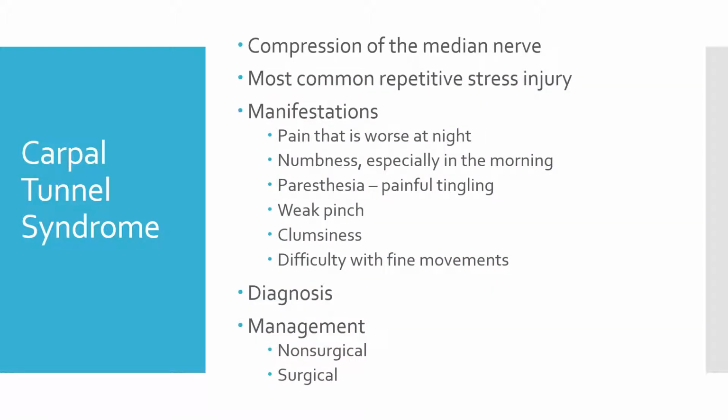All right, carpal tunnel syndrome is when the median nerve in the wrist becomes compressed, causing pain and numbness. The causes are excessive hand exercise, edema, hemorrhage, rheumatoid arthritis, diabetes, or repetitive hand activities. It is the most common repetitive stress injury. The manifestations are pain that is worse at night, numbness, especially in the morning, paresthesia, which is painful tingling. Some people describe it as a weak pinch, clumsiness, and difficulty with fine motor movements.